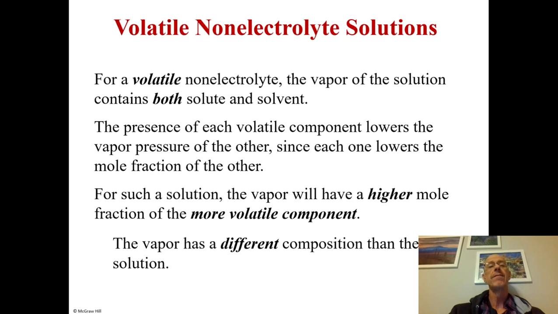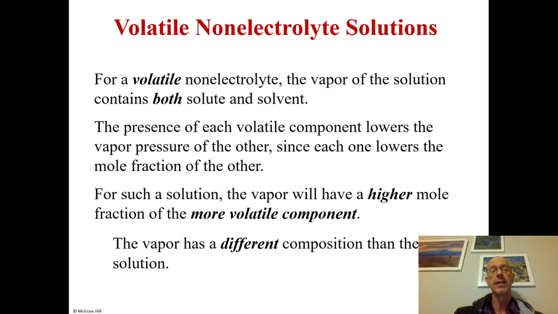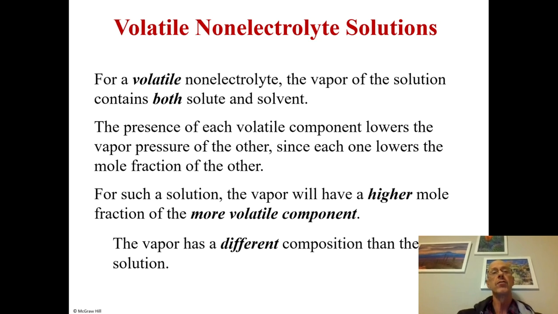Now, if we have a volatile non-electrolyte solution, then the solute can vaporize just like the solvent can. So the vapor above the solution will contain both the solute and the solvent. This is like, for example, dissolving octane into hexane. Both octane and hexane are volatile.